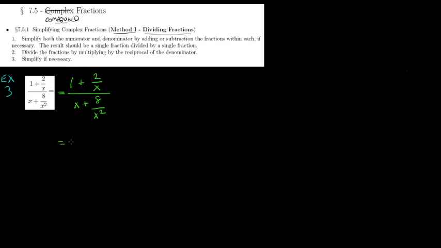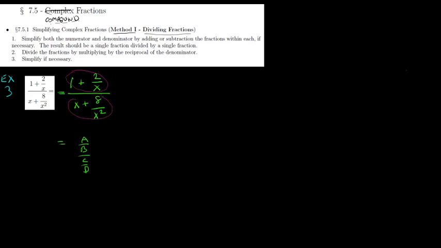Remember, that's the idea of what we're looking for here. We're looking for a over b over c over d. And unfortunately, we don't have that, right? This numerator here, this is not one fraction. It's two fractions, right? It's 1 over 1, if you will, plus 2 over x.